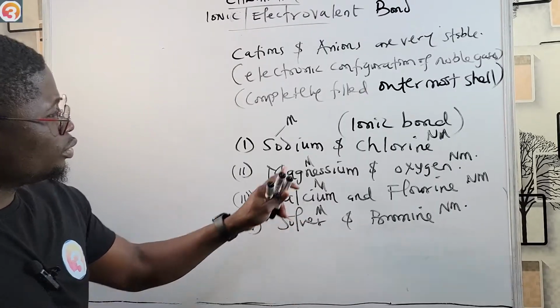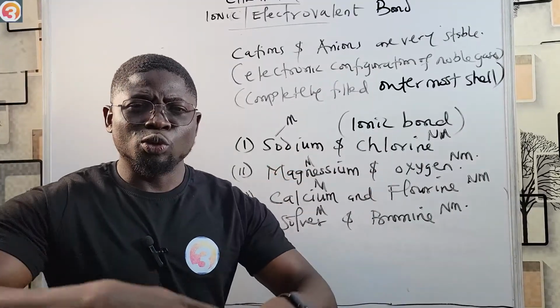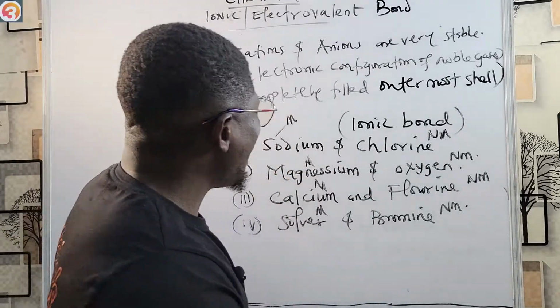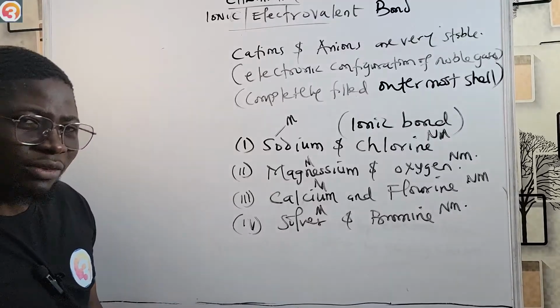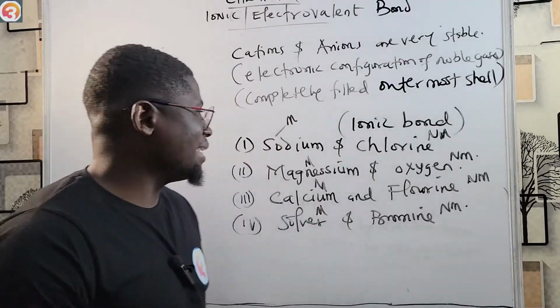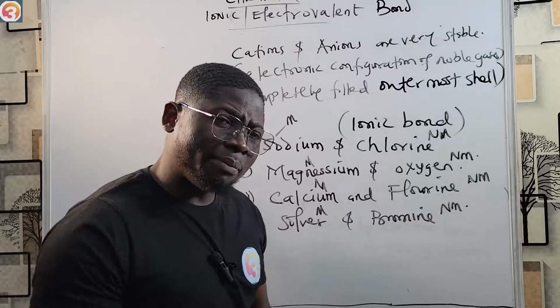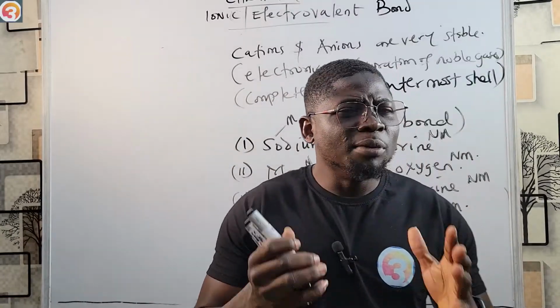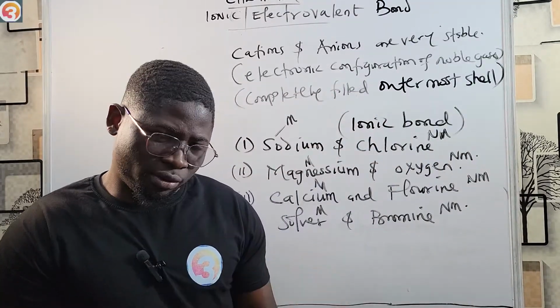All right. So we're going to take this first example to drive the point home about how electrovalent bonding is formed between a metal and a non-metal. But please note that before the transfer of these electrons, right?